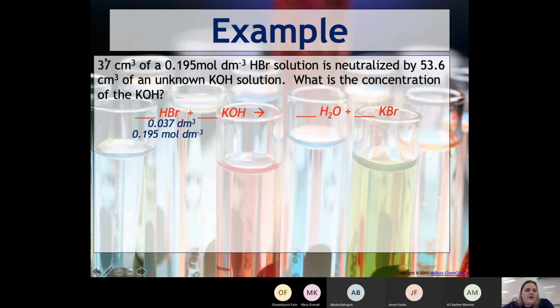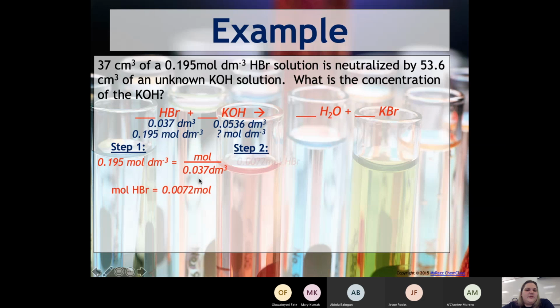So again, I converted this volume to cubic decimeters. Here's the concentration that I know. Both of those are for the acid, the HBr. For the other one, I know the volume. I just have to convert it to cubic decimeters. I don't know the concentration. So same exact process, okay? I'm going to solve for the moles of the known. So I'm going to have to multiply 0.195 times 0.037. I get this really small number.